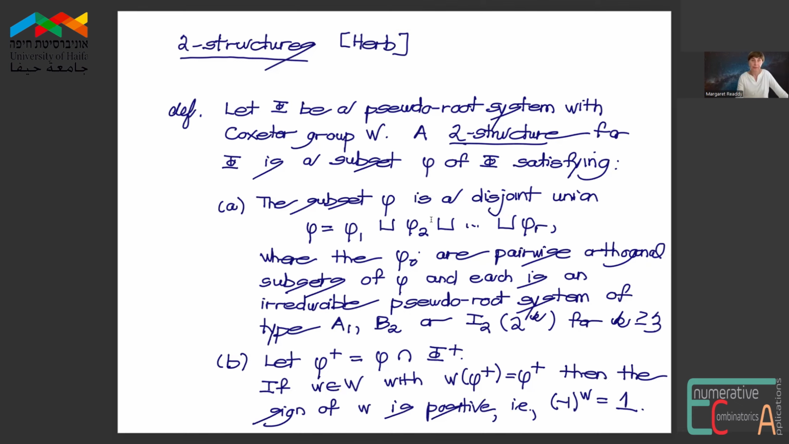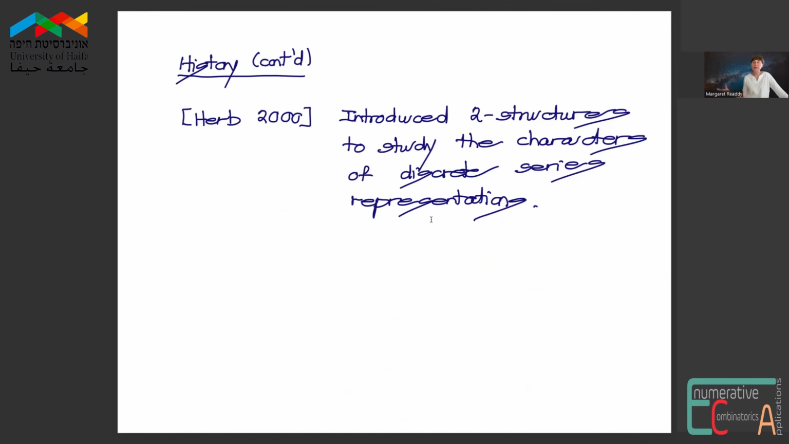So where do these two structures come from? I'm just going to say something very briefly now, and I'll say more at the end. This comes from Herb studying characters, studying discrete series characters of representations. Again, I'll say more about this later.